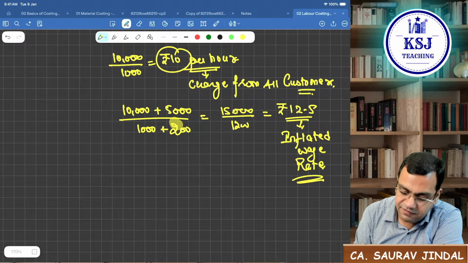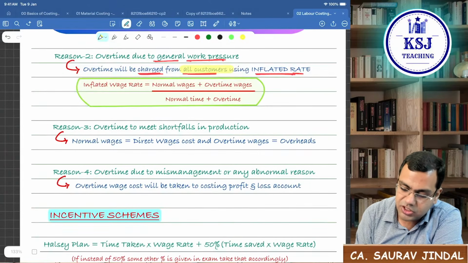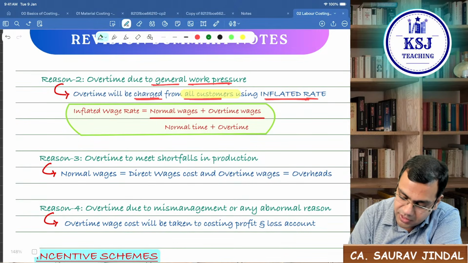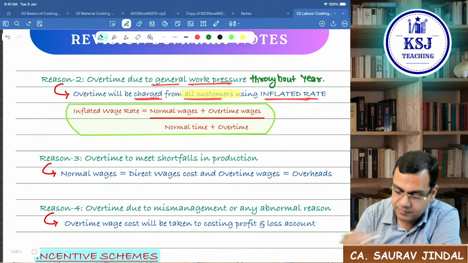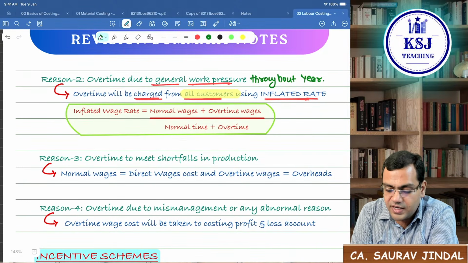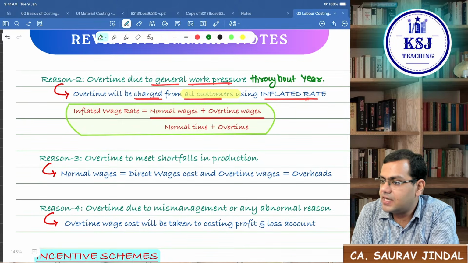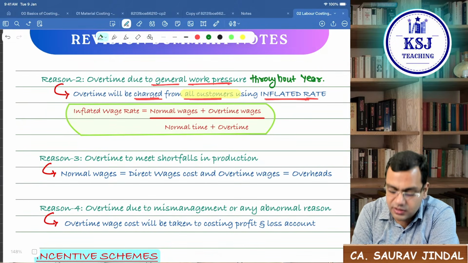It is used if the overtime is due to the general work pressure throughout the year. So overtime will be charged from all customers using the inflated rate. This is our second reason. Let's come to the third reason.